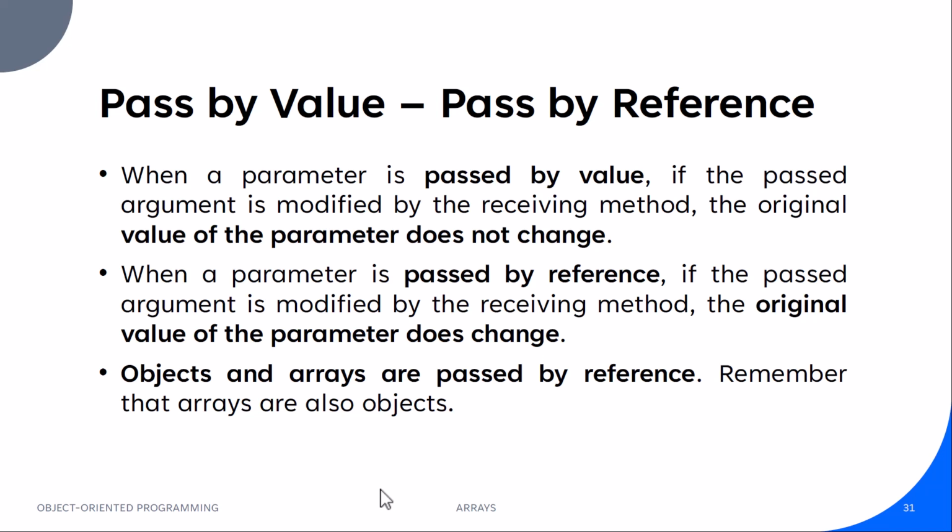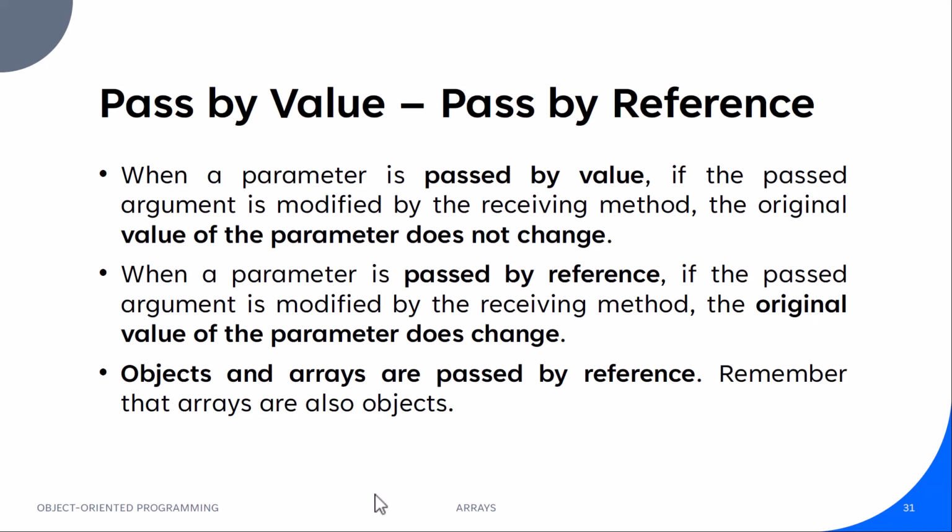When we pass a parameter by value, we are actually sending a copy of the value. So what happens to the copy will stay with the copy. It will not affect the original value. That's why we call it pass by value. We are just passing the value, not the original reference to the parameter.